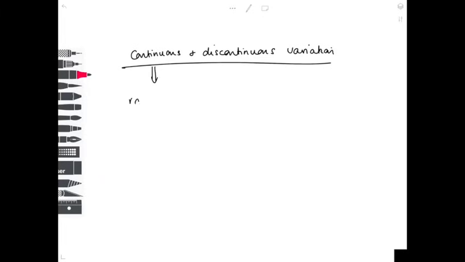Let's look at continuous and discontinuous variation now, and hopefully you've met these two words in maths, so you already have a clue a little bit about what they mean. Now, continuous is all to do with having a range of values, and it results in a range of phenotypes which fall between two extremes.